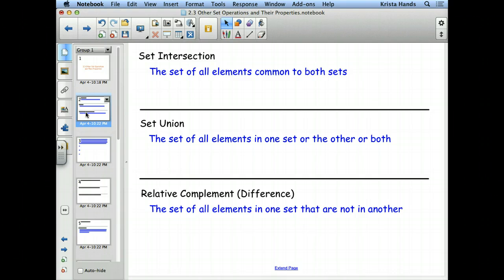So the first one is called a set intersection. An intersection is just like when you talk about a street intersection. The intersection of the street is what? It's where they cross each other, right? So the intersection of the street is actually where the streets cross, okay?